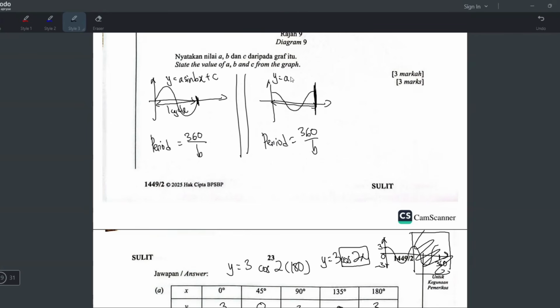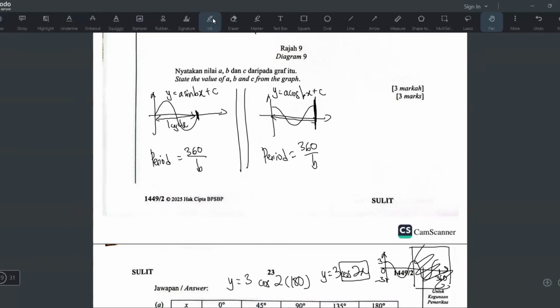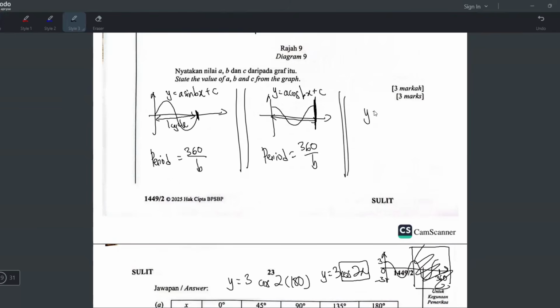Okay, but for this, it will be written in this form: a cos bx plus c. So we just take 360 divided by b, then we would know what the period is. Because the b is telling you how many cycles you have to draw in 360. So if you divide 360 by the b value, you automatically get the period, which is the horizontal distance for one cycle. Now for tangent, it gets tricky.